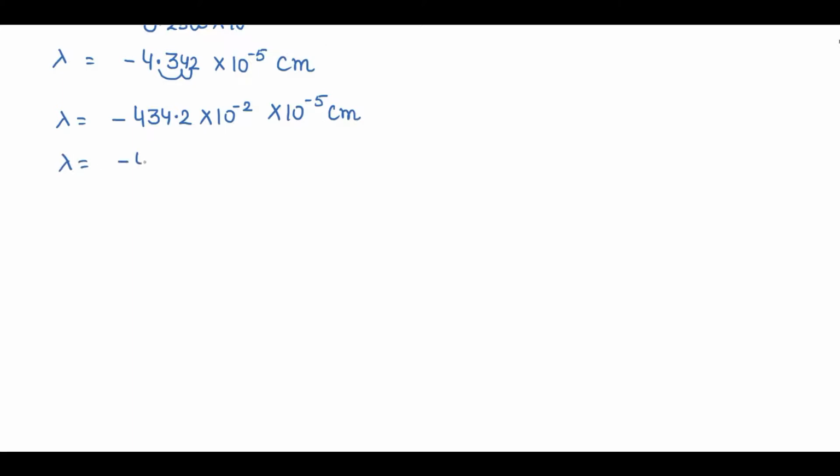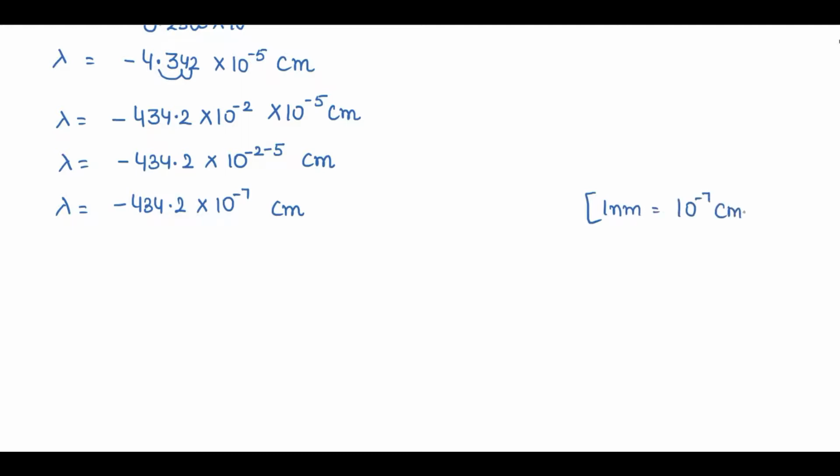So minus 434.2, these two powers are in multiplication. So definitely I'll add them. 10 raised to power minus 2 minus 5 units centimeter, right? So minus 434.2, minus 2 minus 5, the answer will be 10 raised to power minus 7 centimeter. Now I know that 1 nanometer equal to 10 raised to power minus 7 centimeter, right?